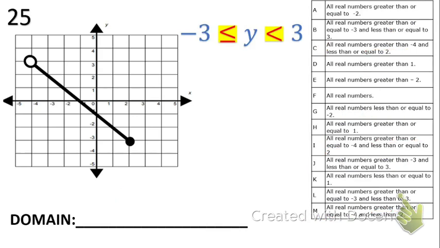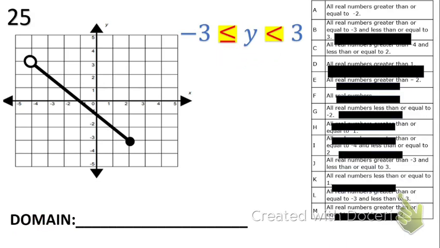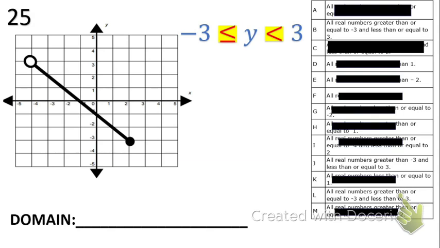All right, let's look at the range for this one. The answer for this problem was -3 less than or equal to y less than 3. So we'll eliminate all the ones that do not have a -3. Again, your answer choices need to have -3 and 3. Remember, this part is backwards.